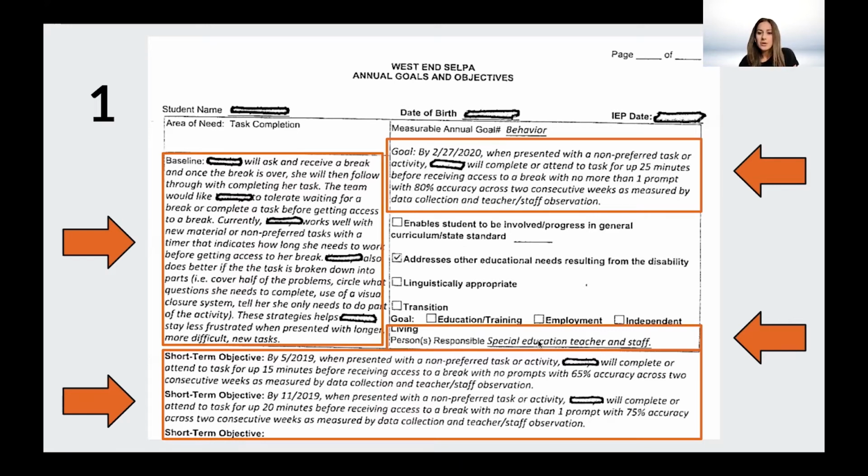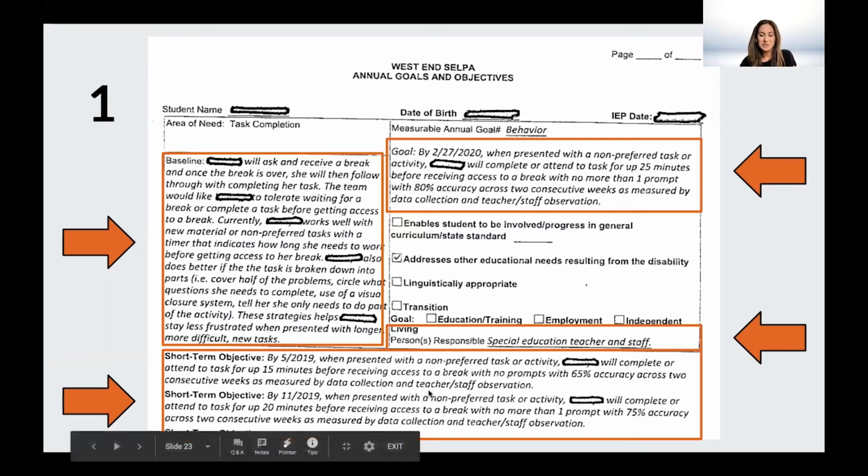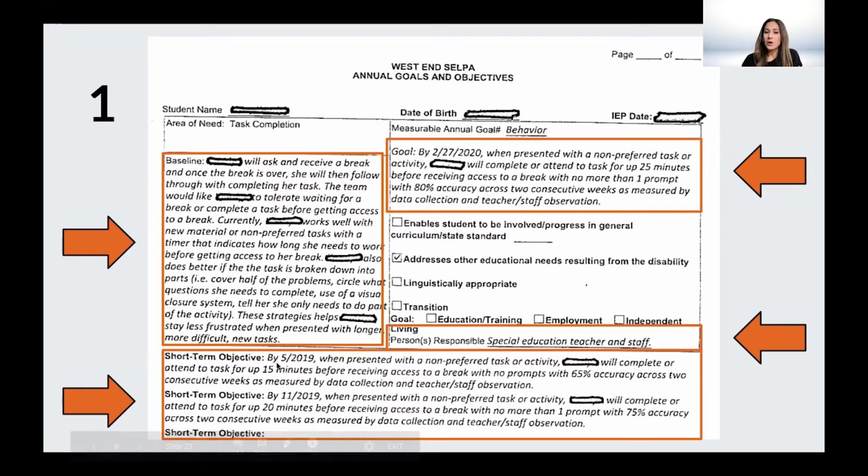And then again, here is another section where it states persons responsible for monitoring this goal and taking data: special education teacher, and probably school staff would be a good note to add. And here you also have your short-term objectives, which are, again, smaller, more attainable goals before she is meeting the ultimate goal.